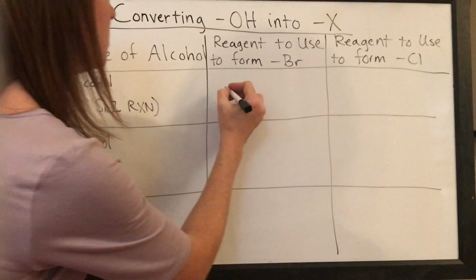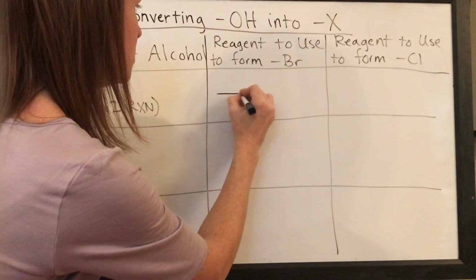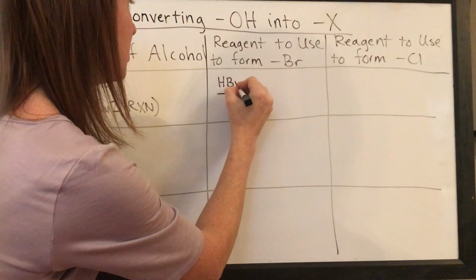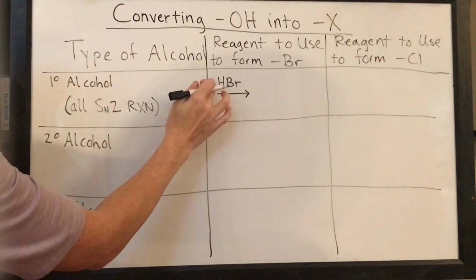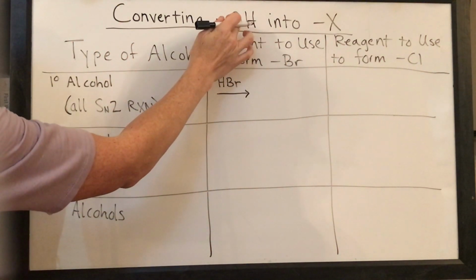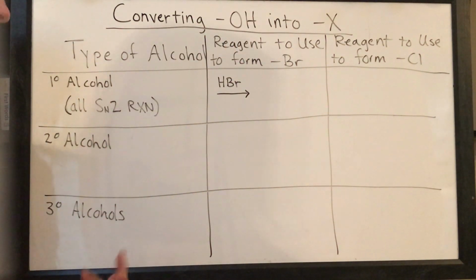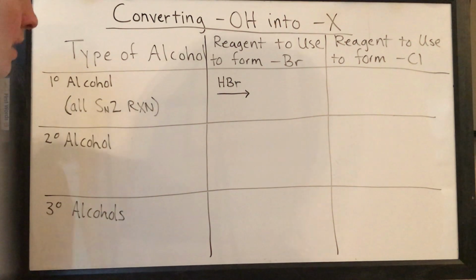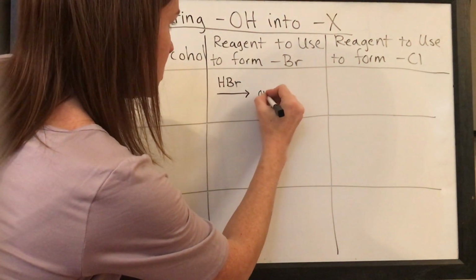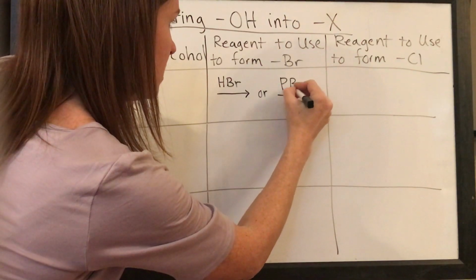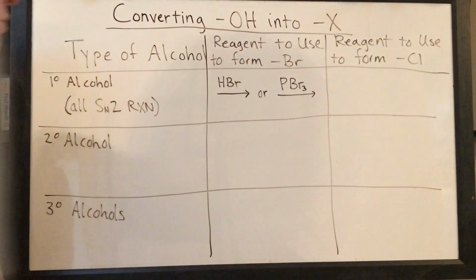And we already learned in the SN2 chapter that HBr is a great reagent for forming a bromide because the hydrogen protonates the OH, it turns it into a good leaving group, and then the bromine can come in an SN2 reaction. But what we're going to see in this chapter is that there's another great reagent for doing this called PBr3, phosphorus tribromide.